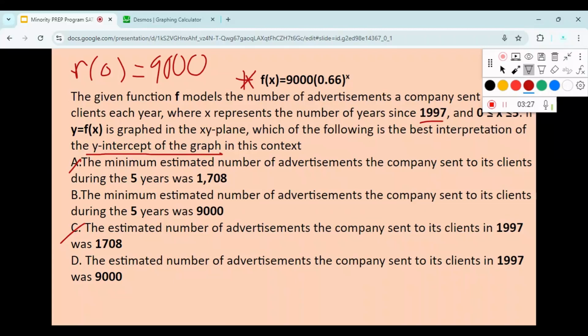In B, they're saying that during the 5 years, the total or the minimum estimated number was 9,000. But actually, we figured out that this 9,000 value indicates the number of advertisements in 1997. So it should be D.